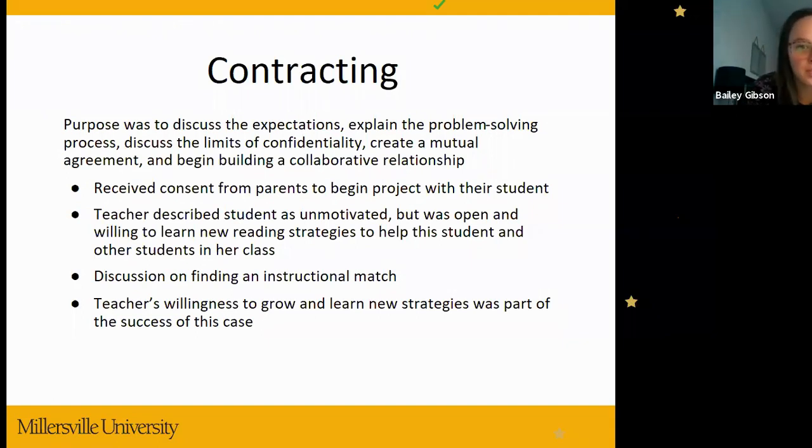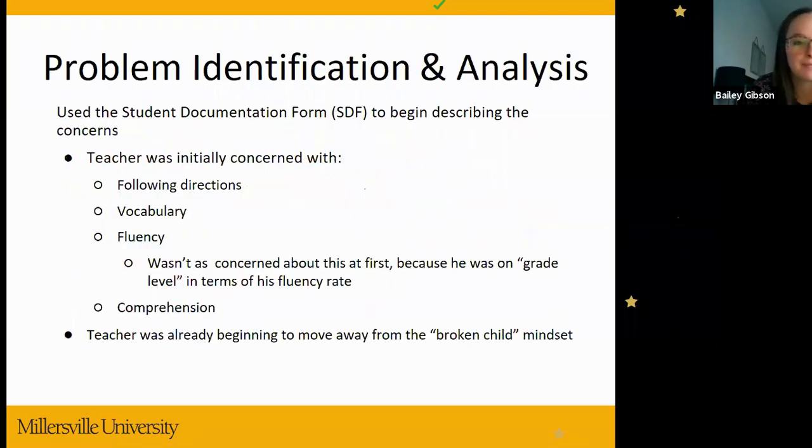From the very beginning, she was talking about how she wanted to learn new things for her students in her class. So not just for this student, but to implement them class-wide. So we used that student documentation form to begin describing the concerns. Her initial concern was following directions in reading class.